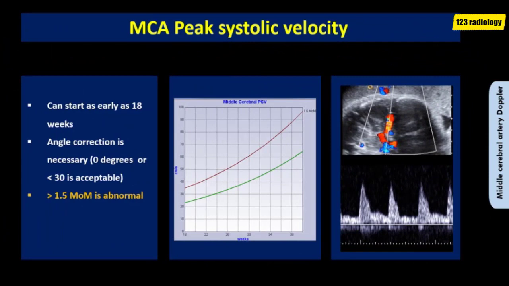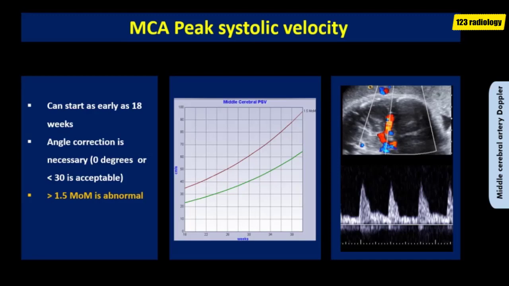Middle cerebral artery peak systolic velocity can be used in the assessment of fetal anemia, secondary to conditions such as parvovirus exposure, twin-twin transfusion syndrome, and TRAP. This measurement is reliable from week 18 of gestation. An anemic fetus will have increased systolic velocity in the middle cerebral artery because of reduced blood viscosity.